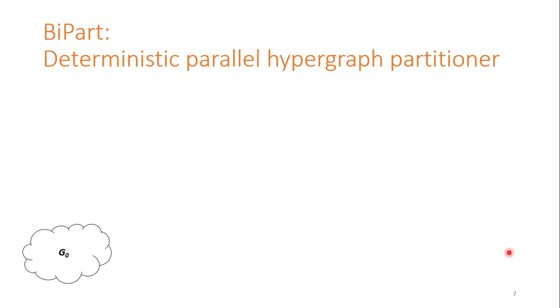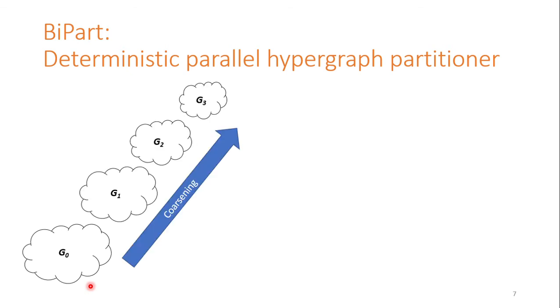Now let's go through ByPart. ByPart is a deterministic parallel hypergraph partitioner. By default, we use min-cut partitioning. Given the original hypergraph, we try to reduce the problem size by merging nodes or hyperedges, so we form a series of smaller coarsened graphs. We call this process coarsening, and we can recursively apply it until the topmost graph is small enough.